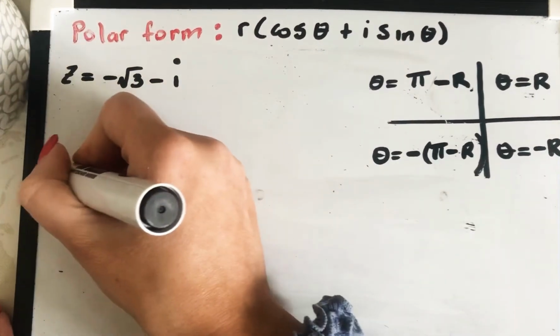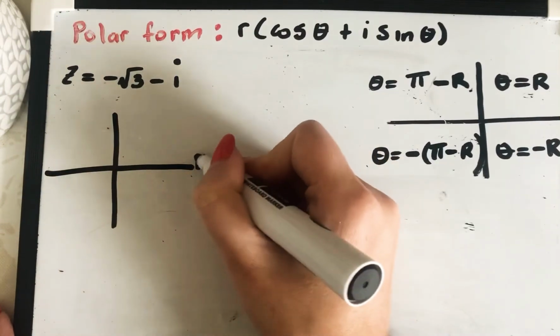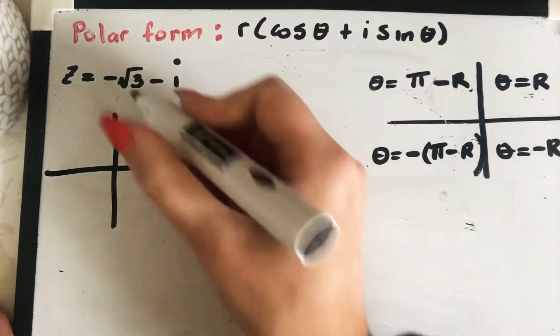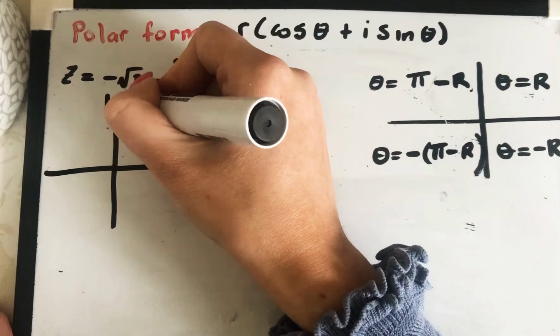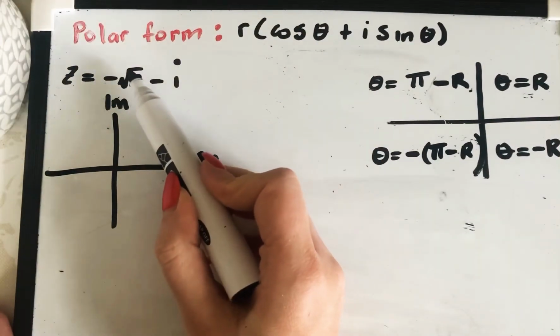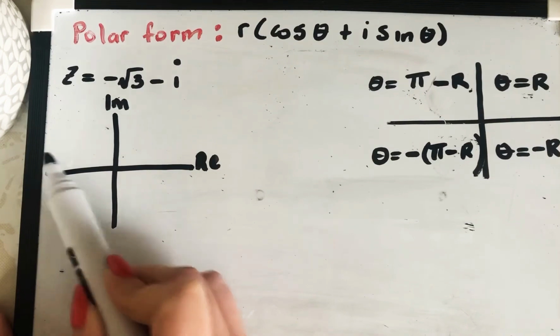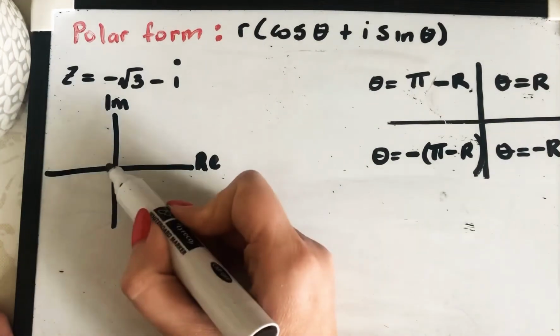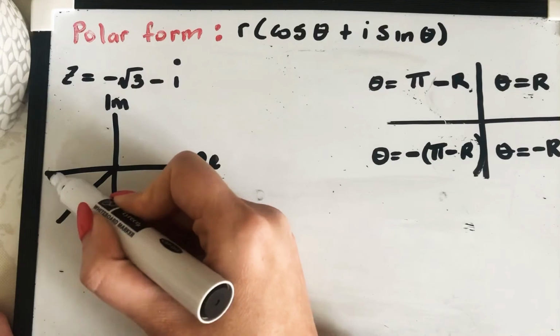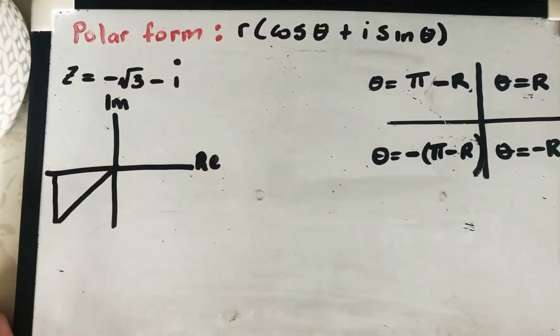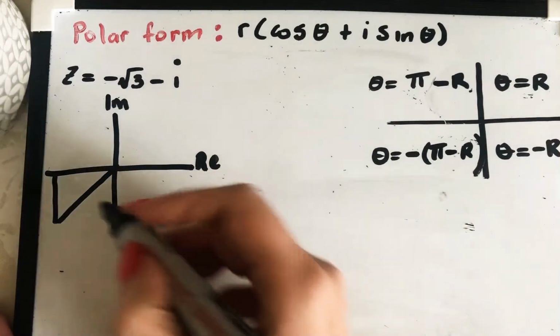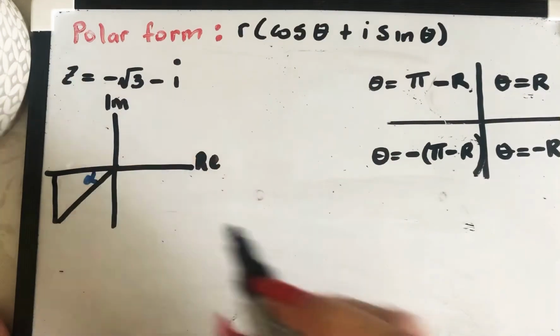So we're plotting our real and our imaginary axes here. So here's our real and there's our imaginary. Well, -√3 on the real will be over as far as this way, and then the -i is down this way. So that shows us that our complex number is in the third quadrant. And let's label our reference angle alpha.